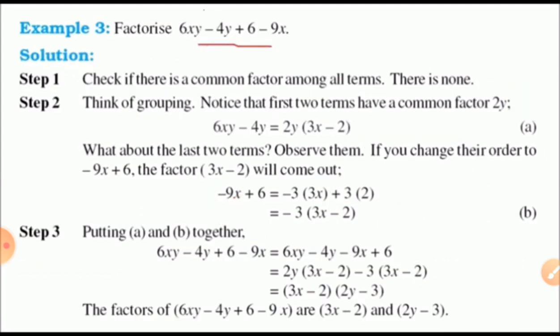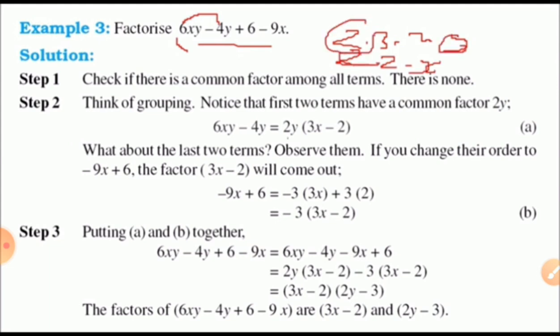Factorize 6xy minus 4y plus 6 minus 9x. Think and then write. Steps are given. Step 1: check if there is a common factor in all terms. There is none. Okay, second, think of grouping. Arrange the groups and you can find some common one. Okay, very good beta. So 3x minus 2 will be the common.